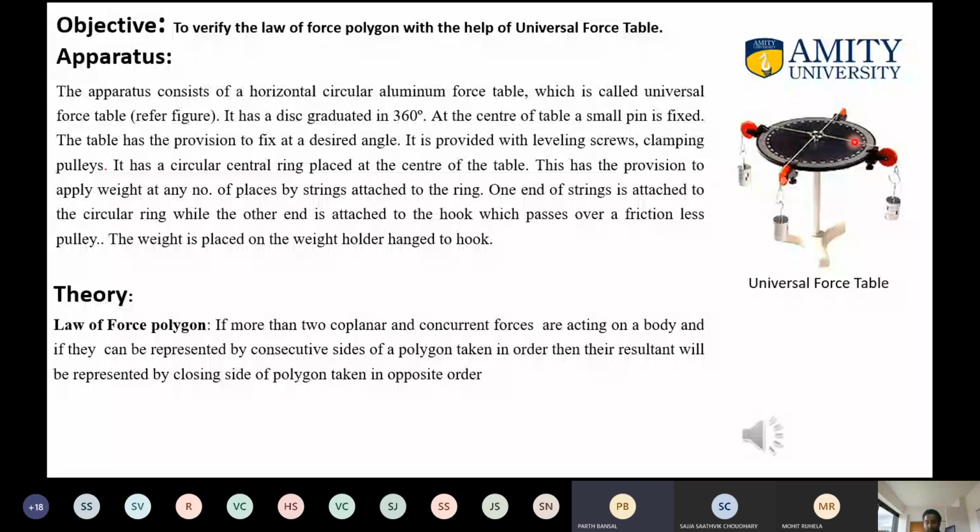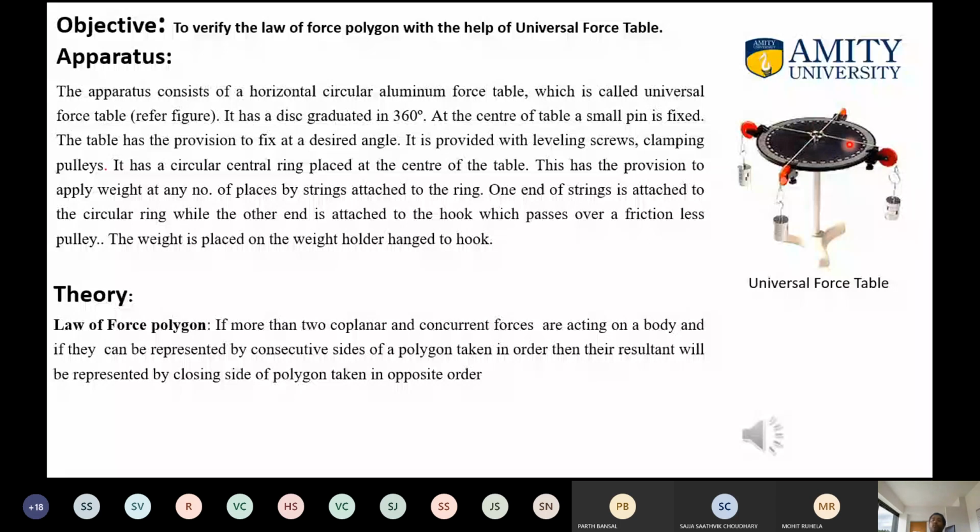Fine. Now I am explaining the procedure part. First of all, you have to put the weights here on the different hooks. Let us say you put here 7 pieces of 50 gram each, here you put 5 pieces, and here you put 4 pieces. When you put 7 pieces here, due to the pressure of this force, the circular ring will come to this side. So you have to put different weights here so that it comes to the center.